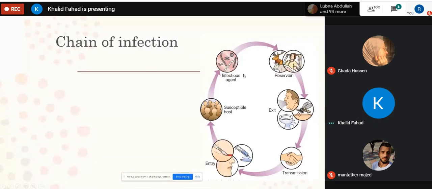These chains of infection are multiple. You can either vaccinate the susceptible host, or the reservoir, and so on.